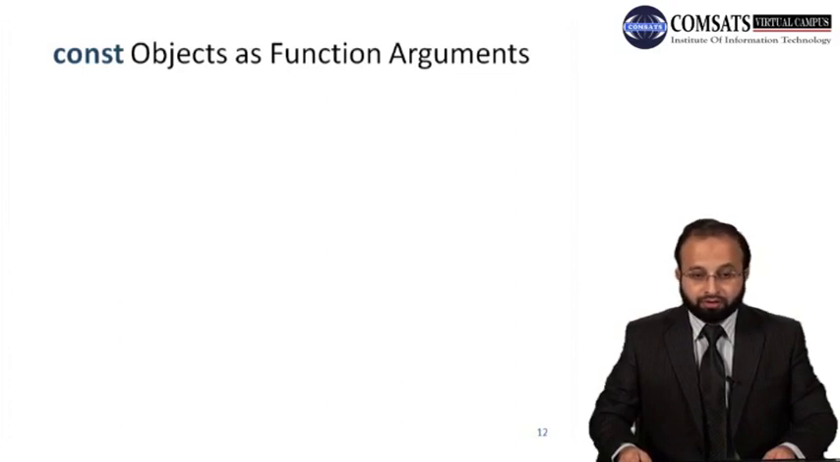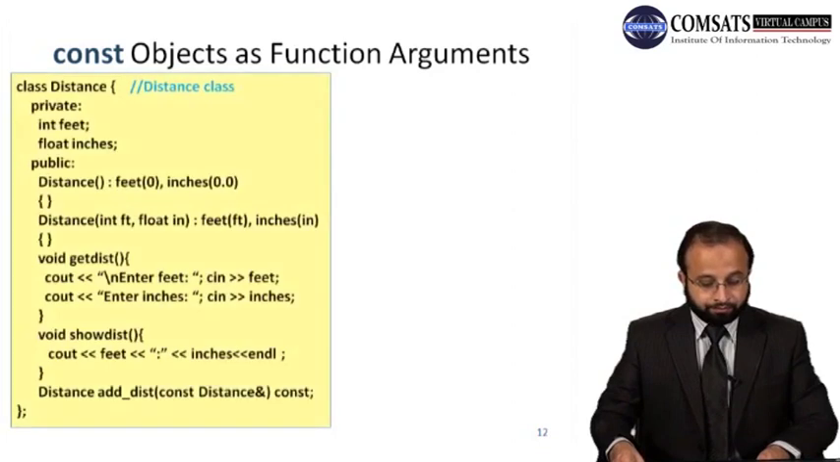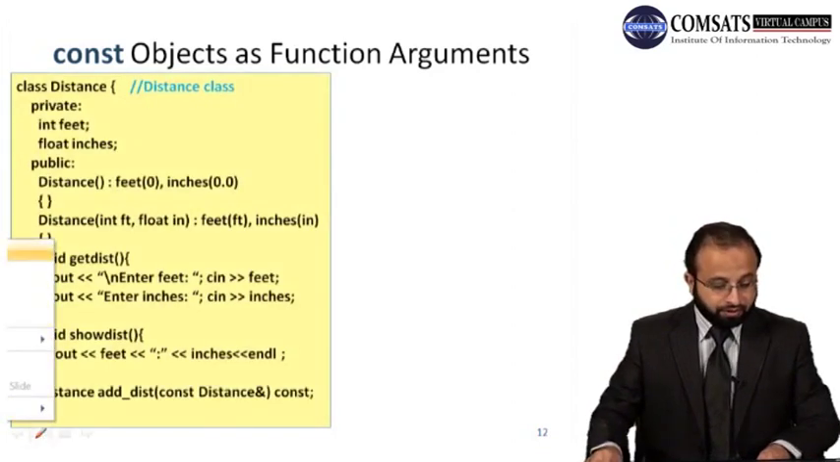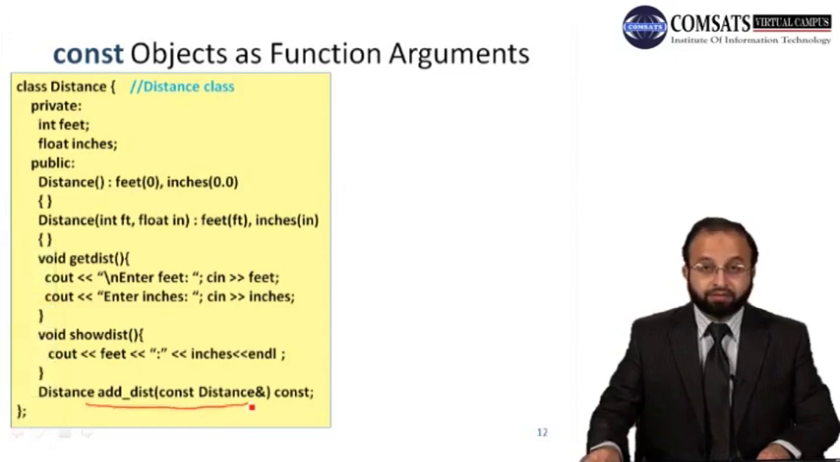And if the object is constant, we have to assign some value or initialize that object with some values at the time of the creation of that object. If we don't, then it is not possible to change the value of the constant object further after the creation of that object, right? Now let's see the const object as a function argument. Now this is the same distance class that we have seen, but the only change is the prototype of the add distance function.